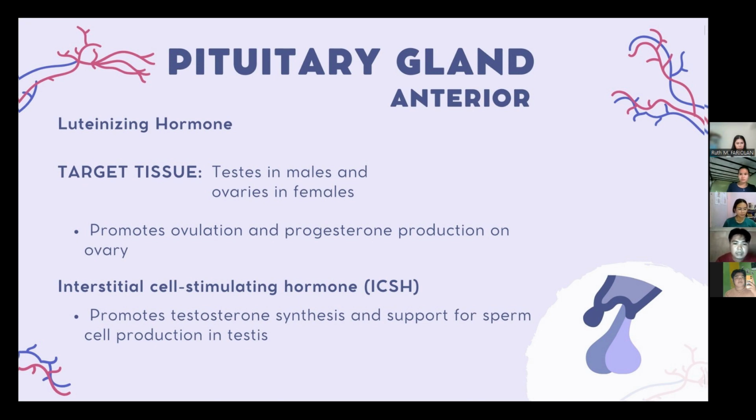The interstitial cell stimulating hormone, or ICSH, promotes testosterone synthesis and support for sperm cell production in the testes. It is a hormone produced by the anterior lobe of the pituitary gland that in the male stimulates the interstitial cells of the testes to produce testosterone.